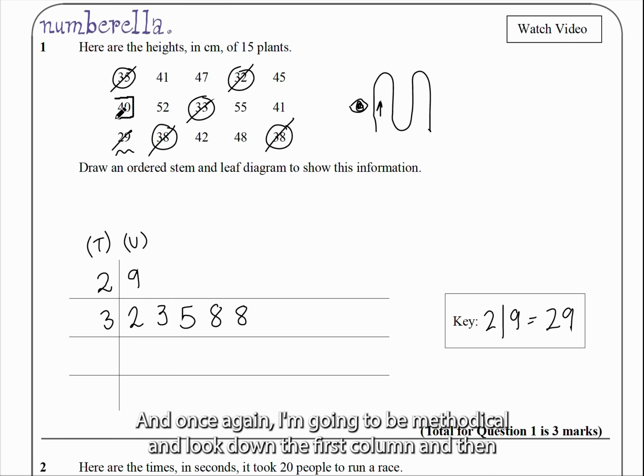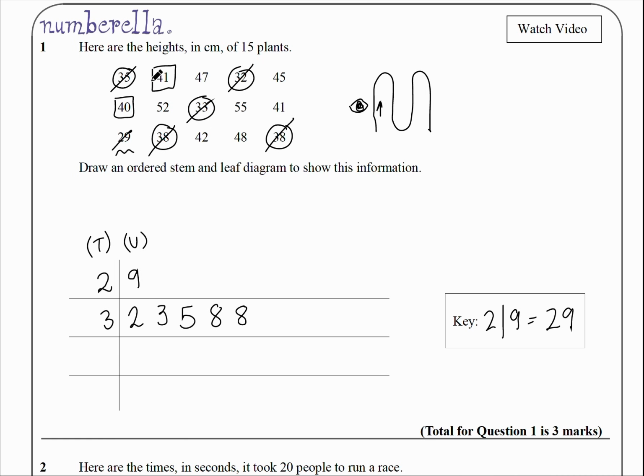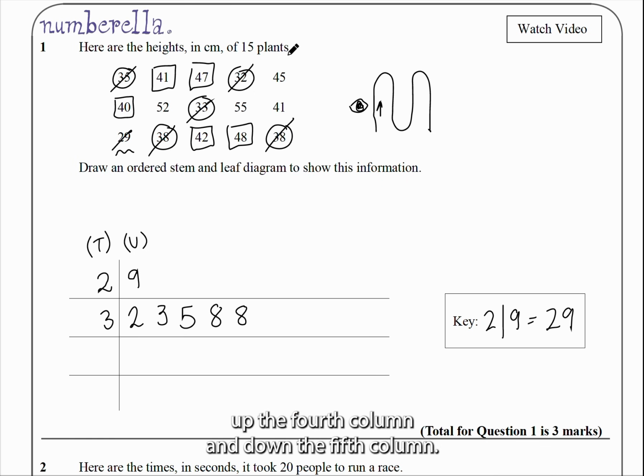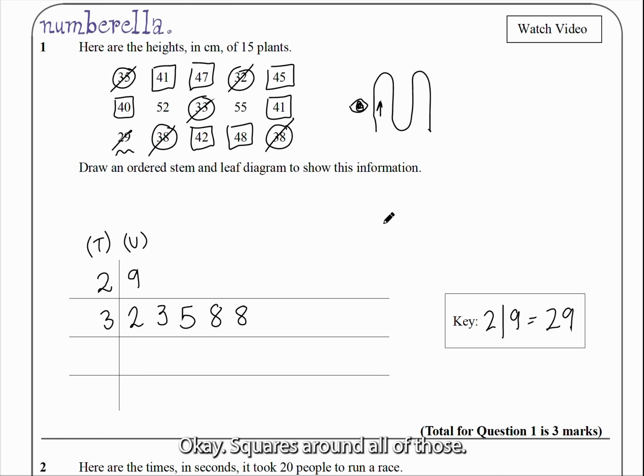Now looking for the 40s, I'm going to write a square. And once again, I'm going to be methodical. I'm going to look down the first column, then up the second column, and then down the third column, up the fourth column, and down the fifth column. There we go. Squares around all of those.